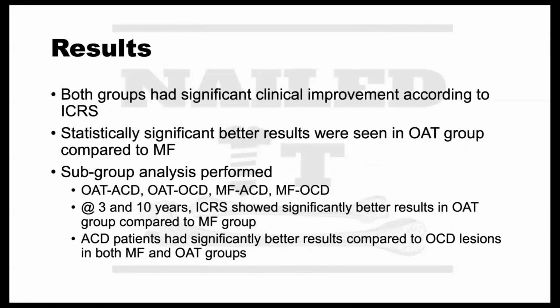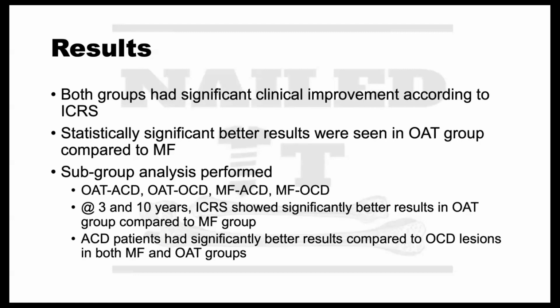So what they found is that both groups had significant clinical improvement according to their ICRS scoring system. They had statistically significant better results in the OATS group compared to the microfracture group. And then they did a subgroup analysis looking at whether this is just an articular cartilage lesion or an osteochondral lesion that included the subchondral bone in both of these cohorts.